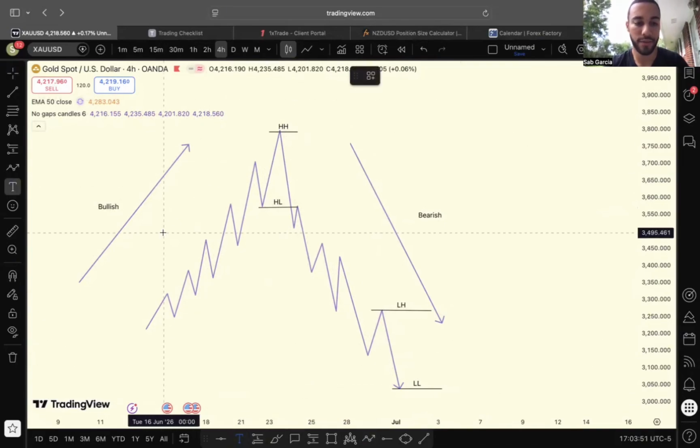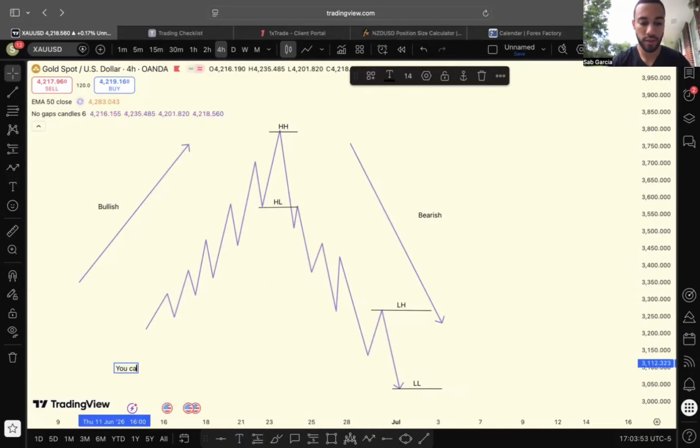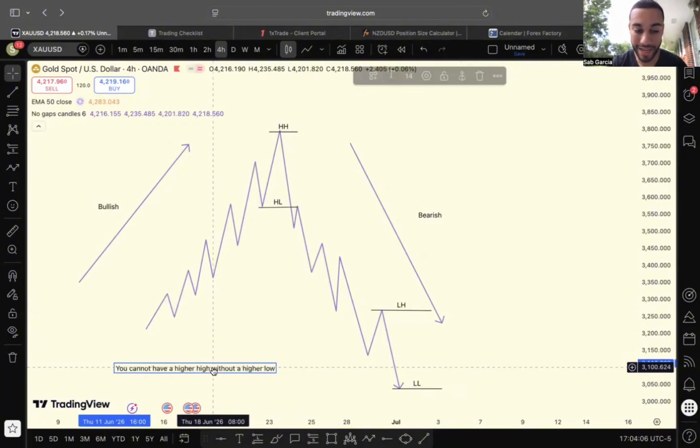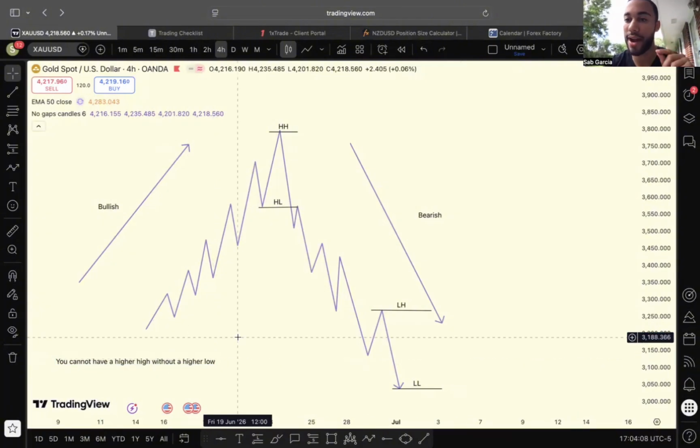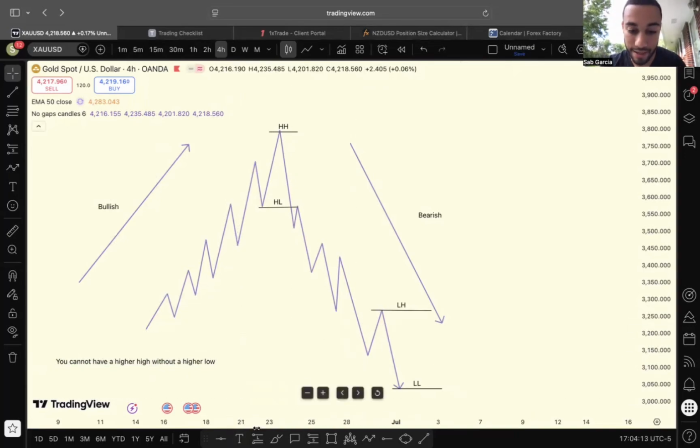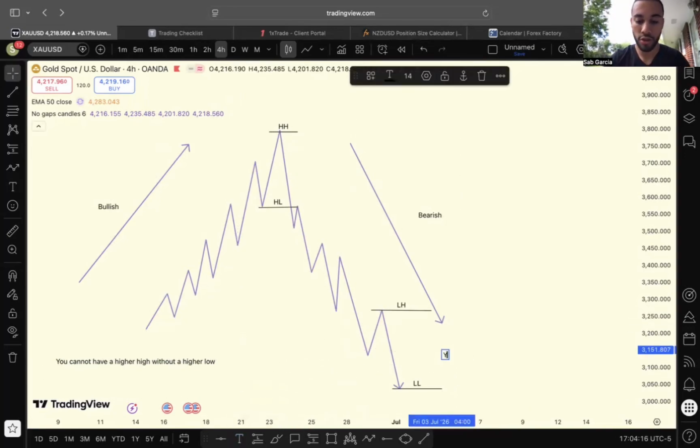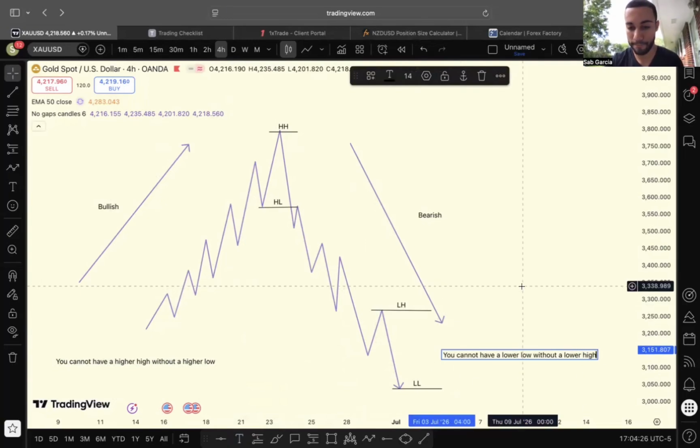So go ahead and take notes if you have to, but you cannot have a higher high without a higher low. You cannot have a higher high without a higher low. That is super important in trading, guys. Same thing with trading a bearish market. You cannot have a lower low without a lower high.